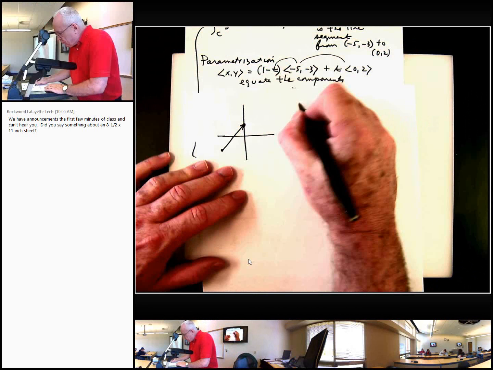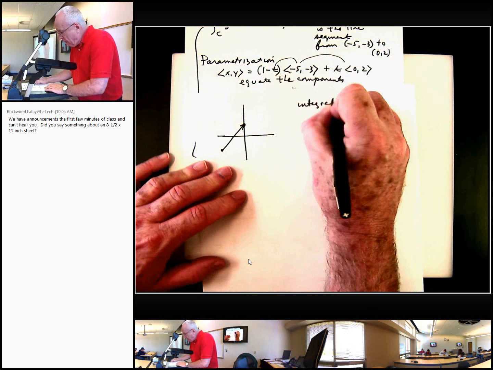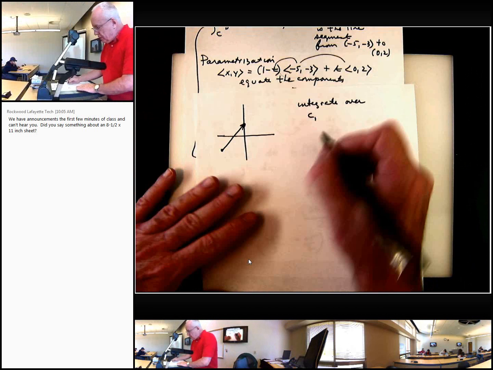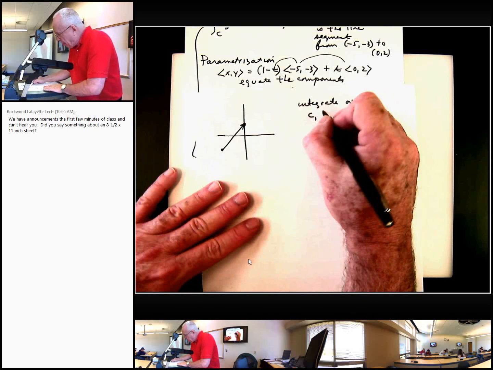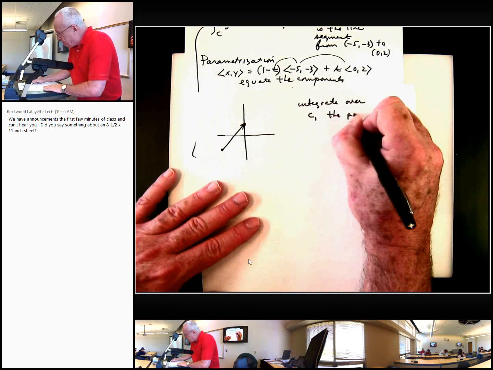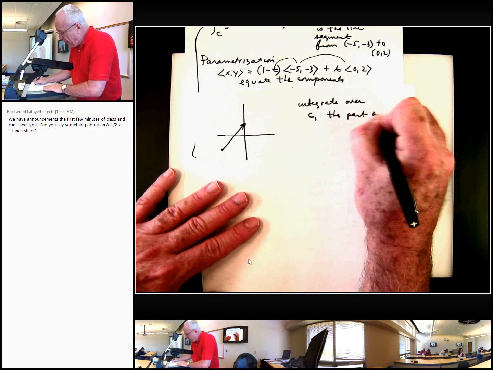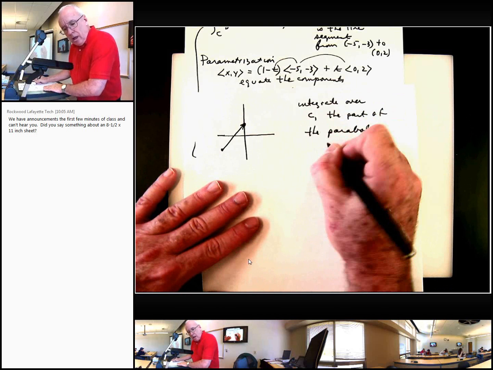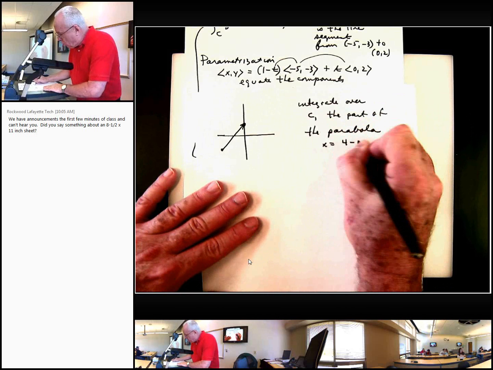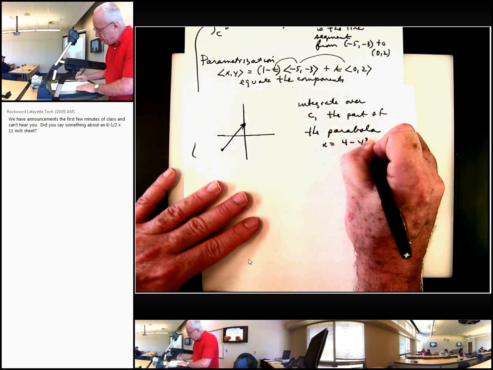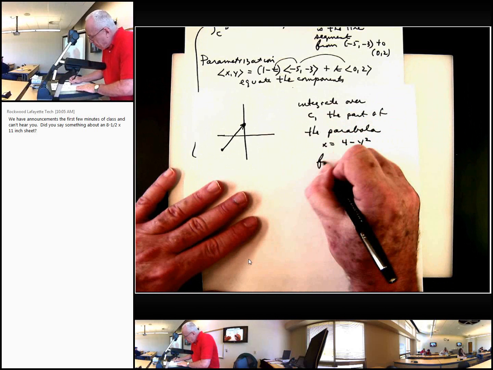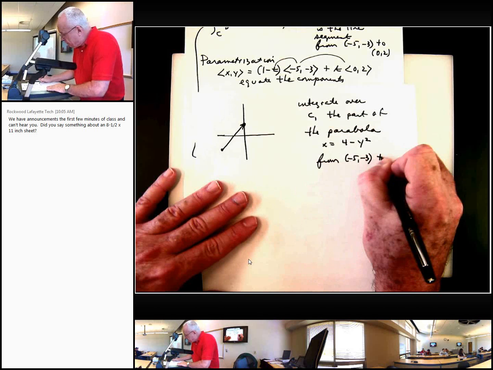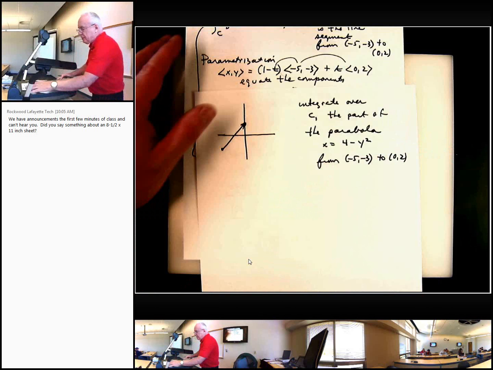Let's now integrate over, let's call it C1, where C1 is the part of the parabola x equaling 4 minus y squared from minus 5, minus 3 to 0, 2. All right, let's see what this thing looks like.